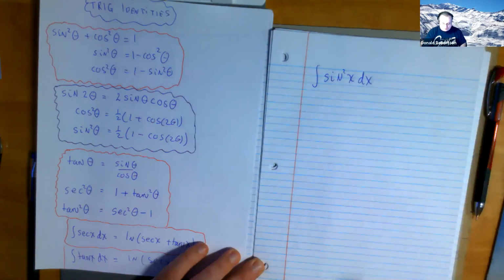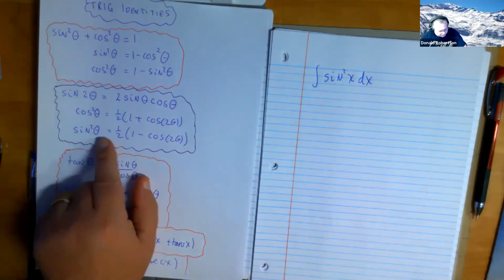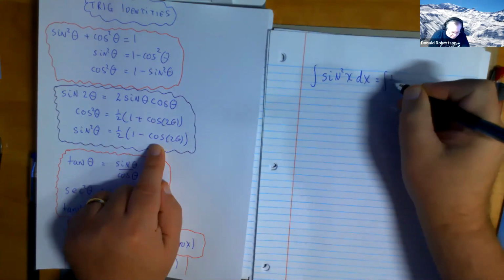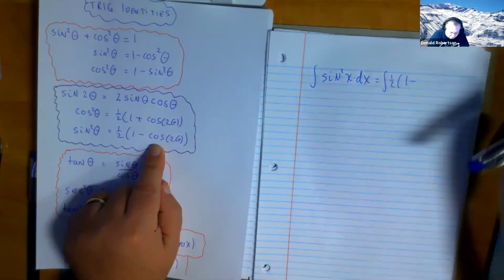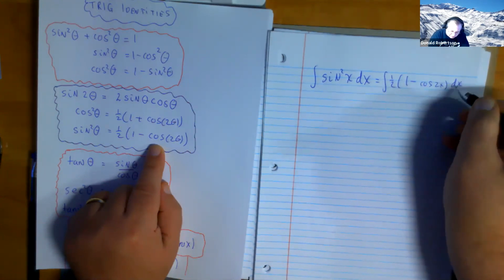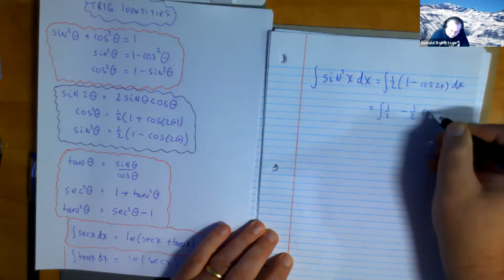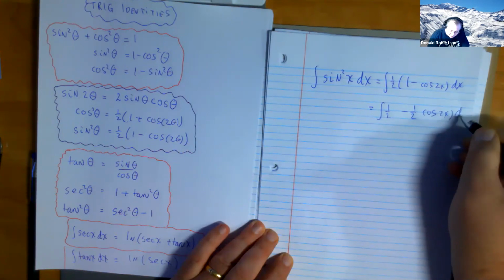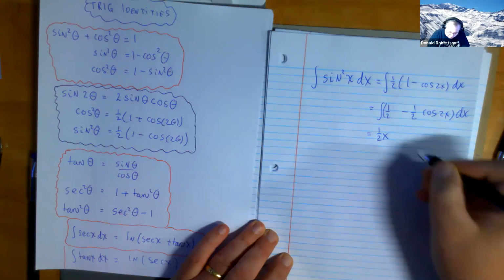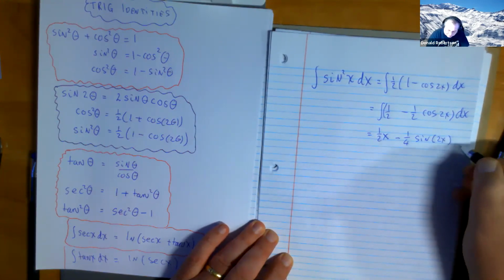If I asked you to do this guy, I hope you would say, it's this half thing. So it's the integral of 1/2 times 1 minus cosine of 2x dx. And that would be the integral of a half, take away a half, the cosine of 2x. And then you'd get power rule, antiderivative of cosine, and that's A.